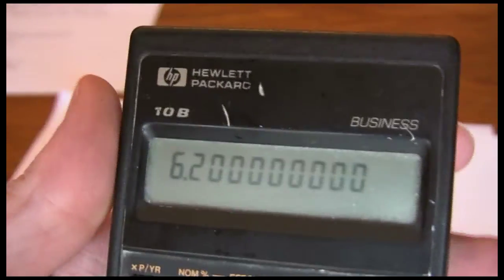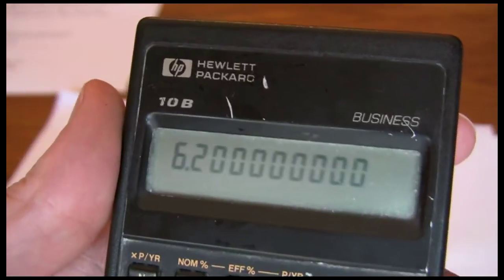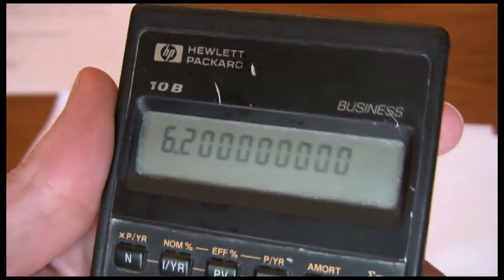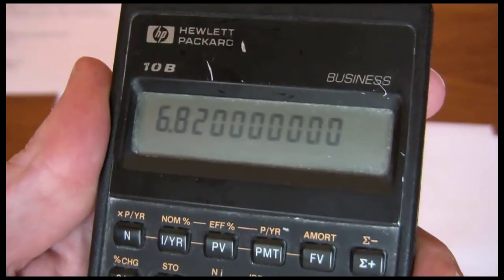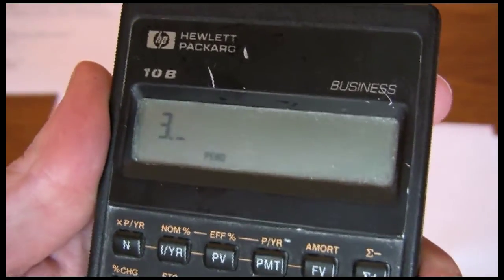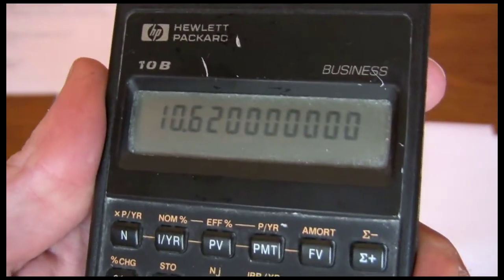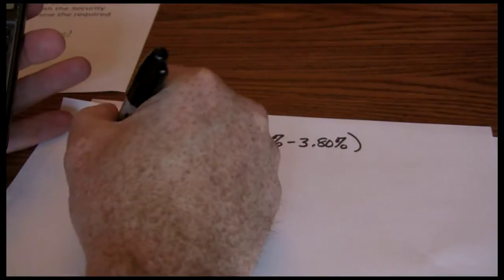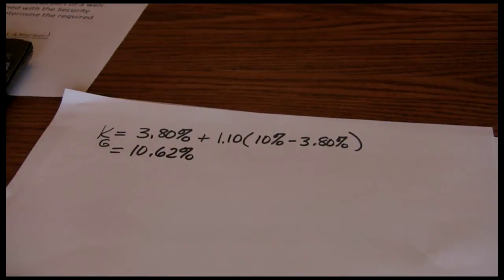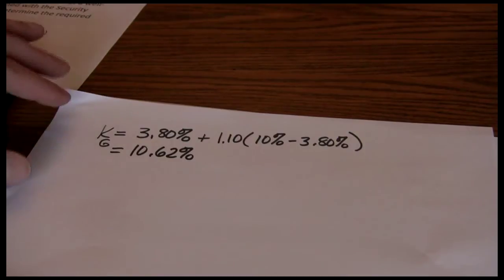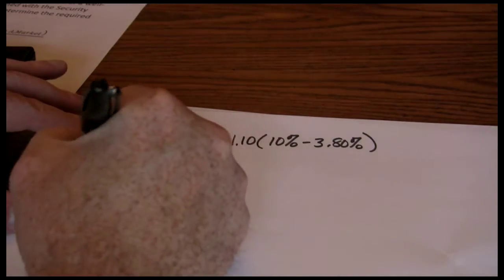So 6.2 is our 10 minus 3.8% times 1.1 plus 3.8. Gives us a required return of 10.62%. So in order to invest in Google stock, we want to earn at least a 10.62% rate of return.